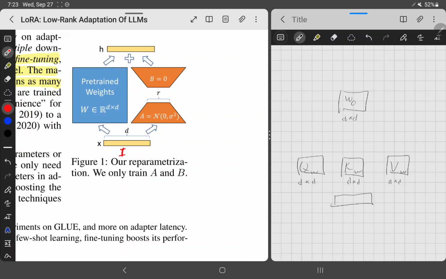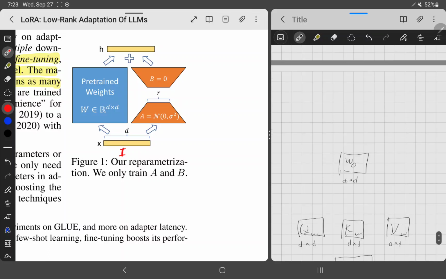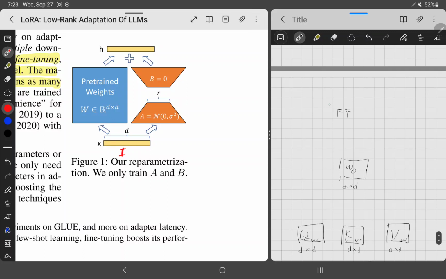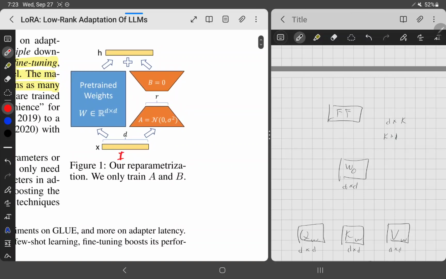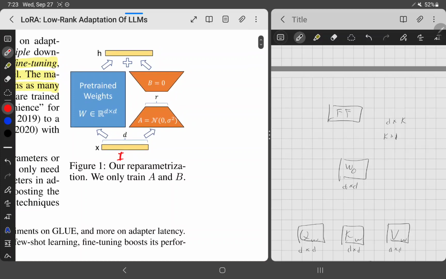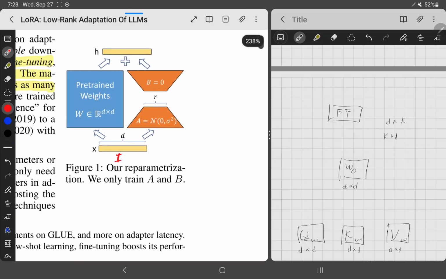And we also had the feed forward layers after every normalization. The feed forward layers were not D by D, but that's fine, it generalizes as well. They were, say, D by K, and then K by D. But anyways, you have a lot of feed forward layers, and that's what makes up your entire transformer. So this is useful.